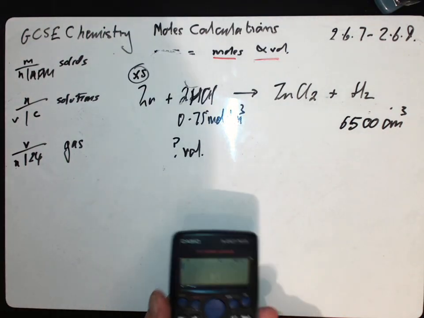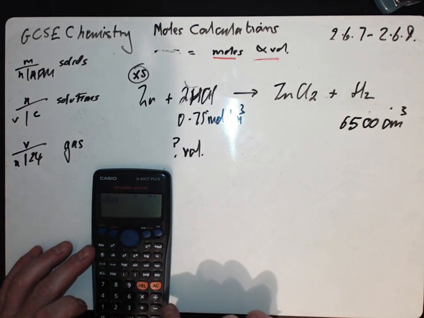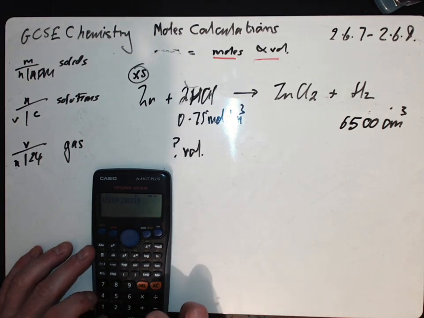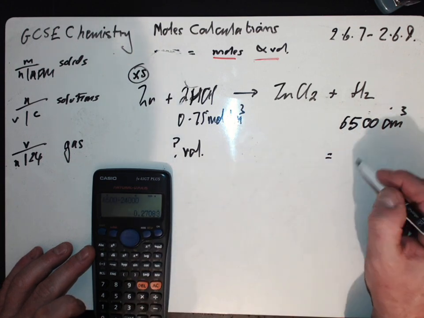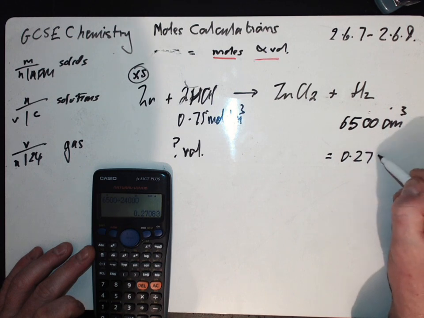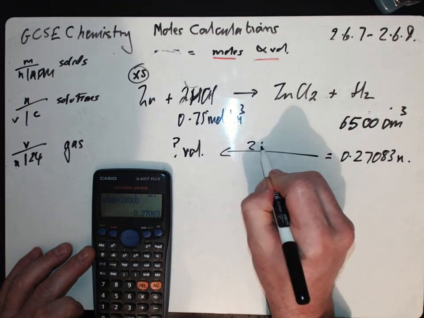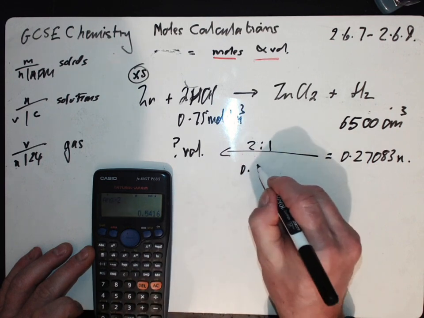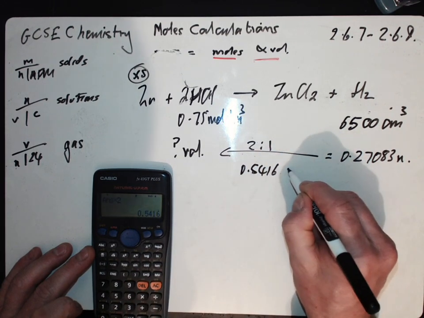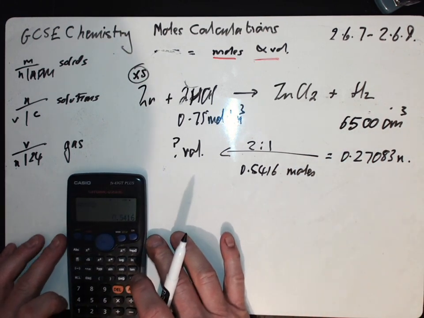Right, so excuse me, I have 6,500 divided by 24,000. I've got to remember to divide by 24,000 to give me moles of this, so therefore I have 0.27083 moles of that. I've got to go back, it's 2 up to 1, so I've got to multiply that up by 2 this time to give me 0.5416 moles. That's of my hydrochloric acid.